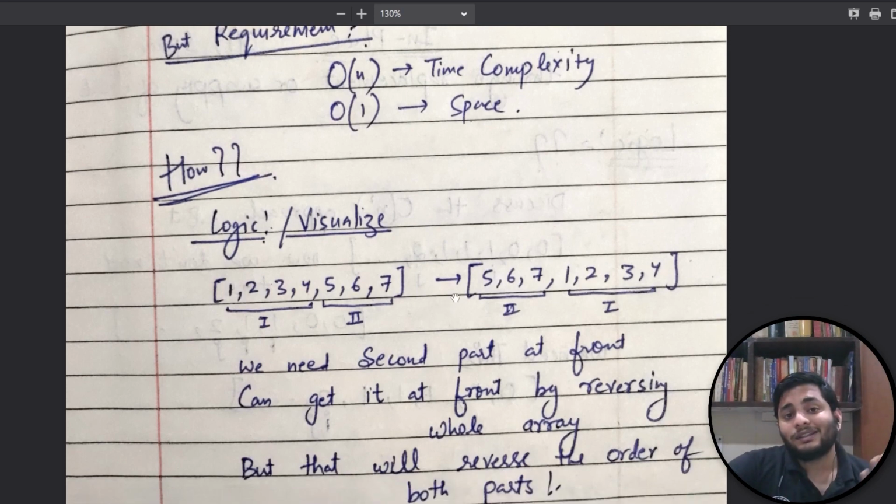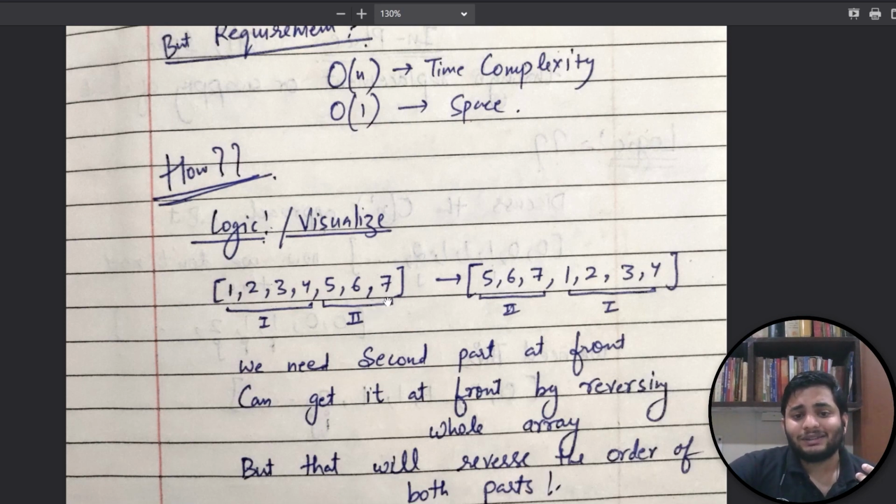So now the question is how to do that. Let's try to achieve this. If I need to bring these elements to the back and these to the front, how could I do that? By swapping them, or in other words by reversing them. So if I reverse, the second part will go up front and the first will go to the back.